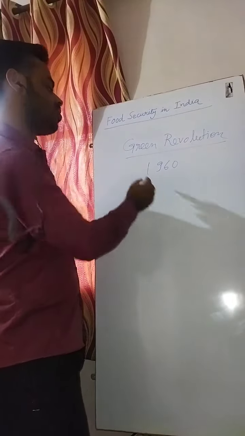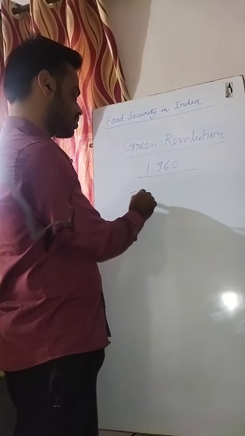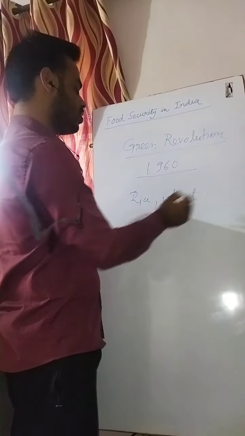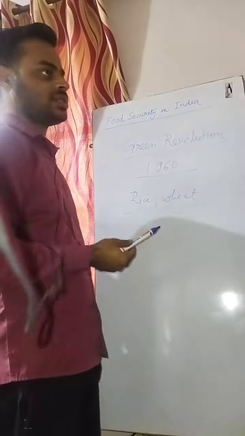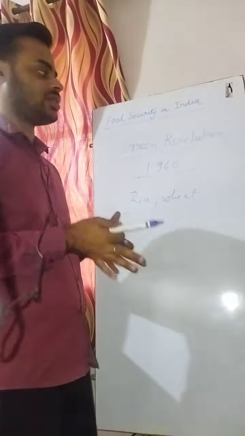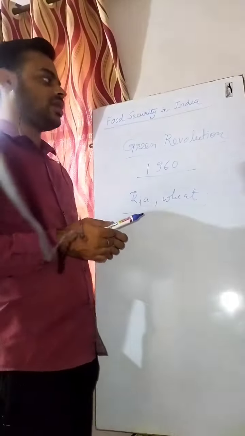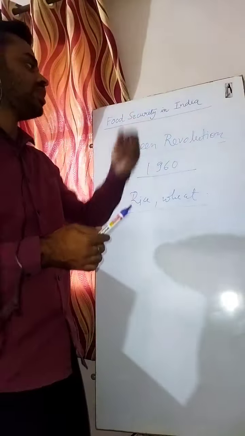It saw a huge rise in the production of food grains, that is rice, wheat, etc. It saw a huge rise in the production of these food grains because of innovative techniques, good ways of farming, irrigation, etc. for all types of weather conditions. That is why the Green Revolution is a huge progressive step towards food security in India.